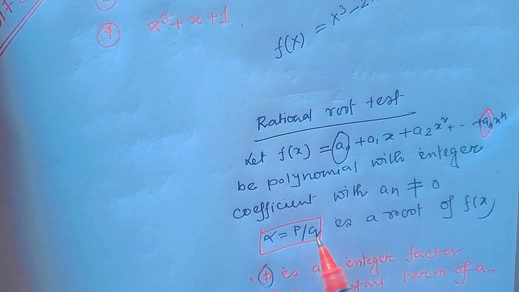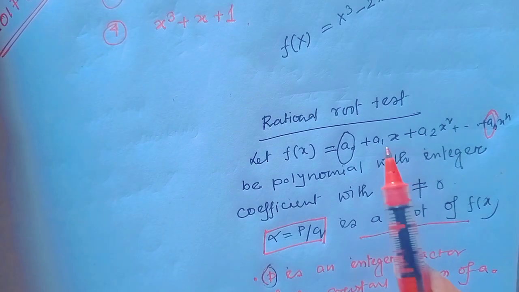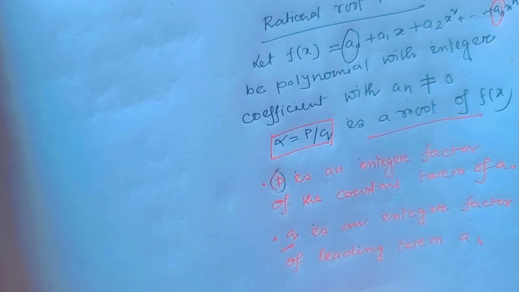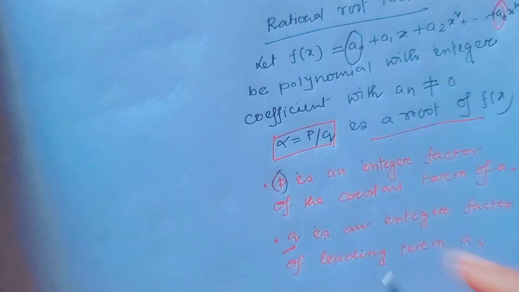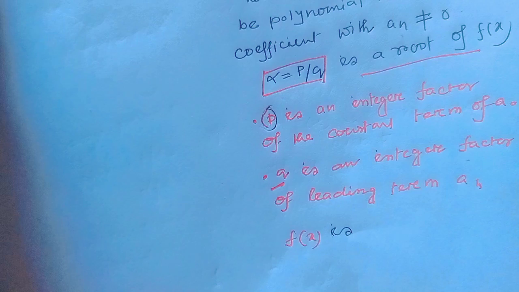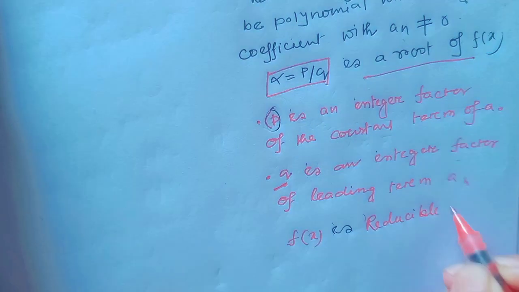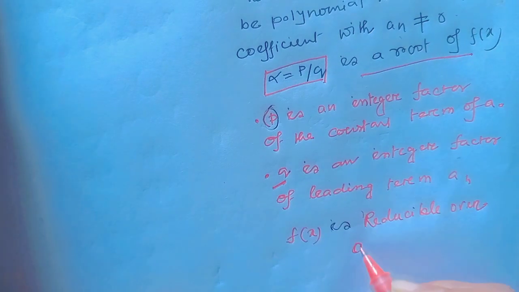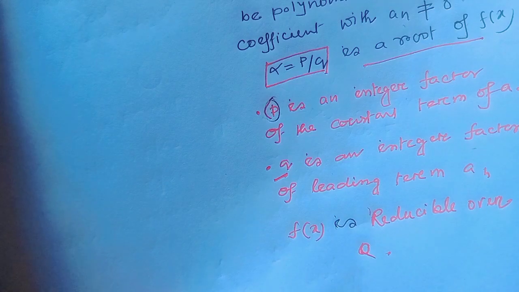alpha = p/q is a root of f(x), then by the rational root test we can tell f(x) is reducible over Q. If there exists no root, then we can tell f(x) is irreducible over Q.